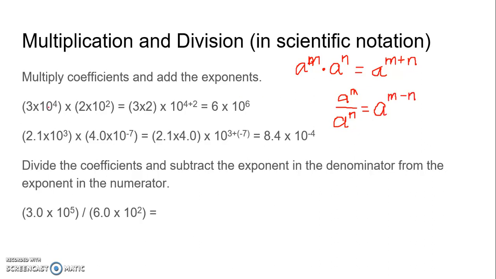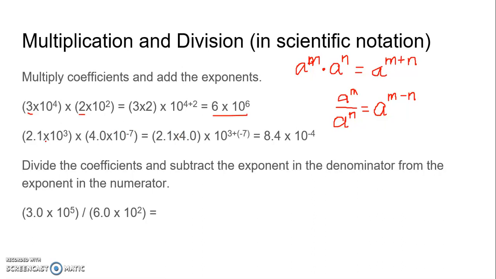Okay, so let's take a look at this example. 3 is a coefficient, 2 is a coefficient. So you group and multiply the coefficients together, 3 times 2, and then you add the exponents. So here you have 10 raised to the power of 4 plus 2, which equals 6 times 10 to the 6th power, using this formula.